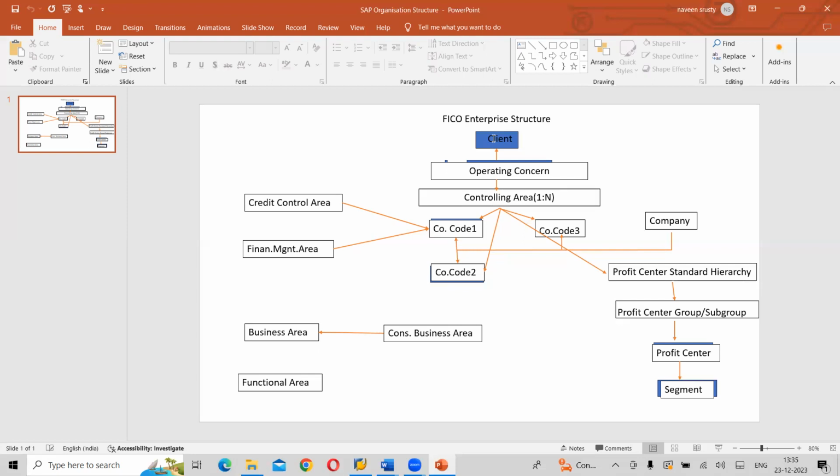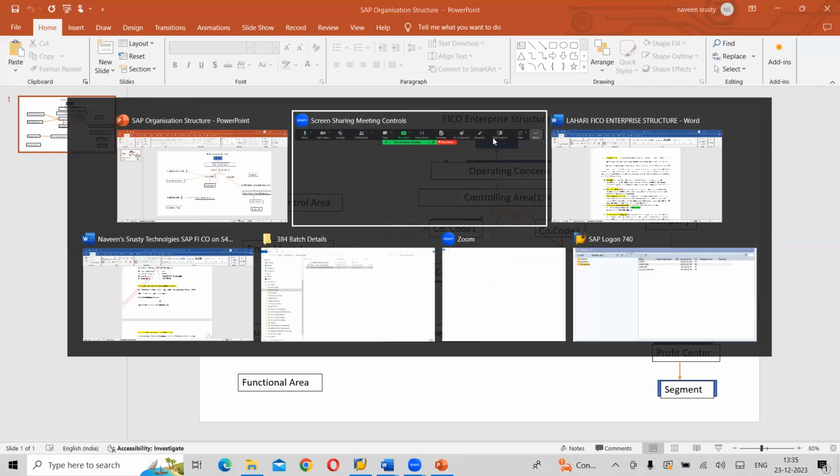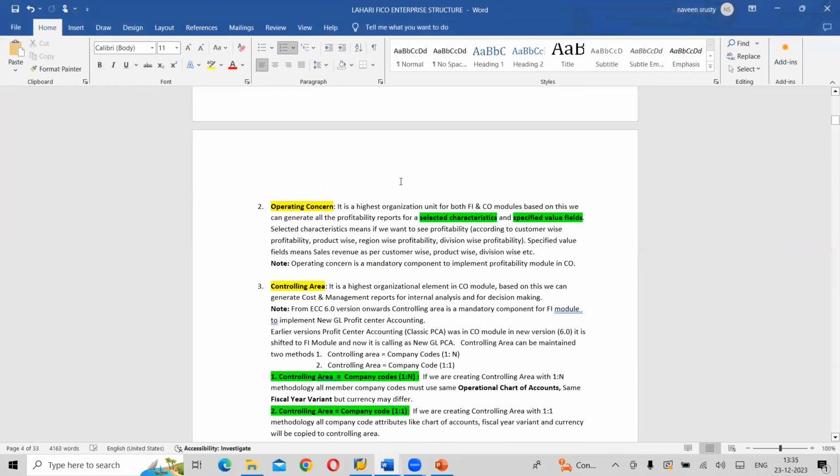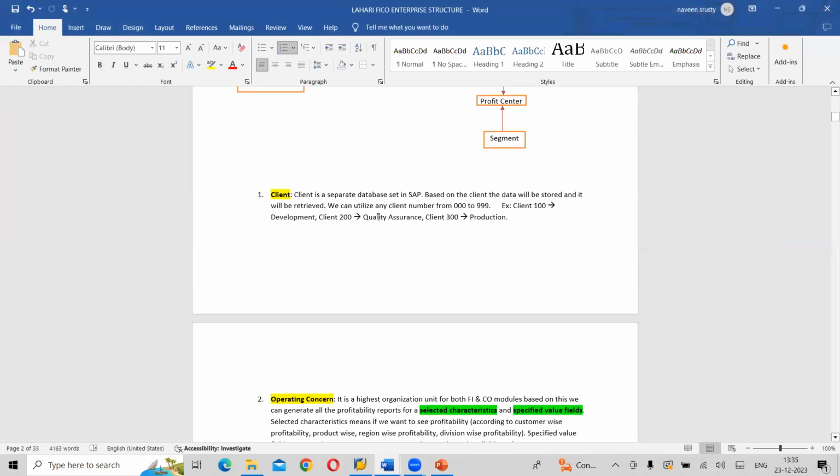Client will have, as we discussed earlier, the same thing I have mentioned here. Just I'll give you a glimpse. Client is a separate database, so it stores data in SAP. Based on the client, the data will be stored and retrieved, and at the same time we can access the data. We can utilize any client number, from 000 to 999.